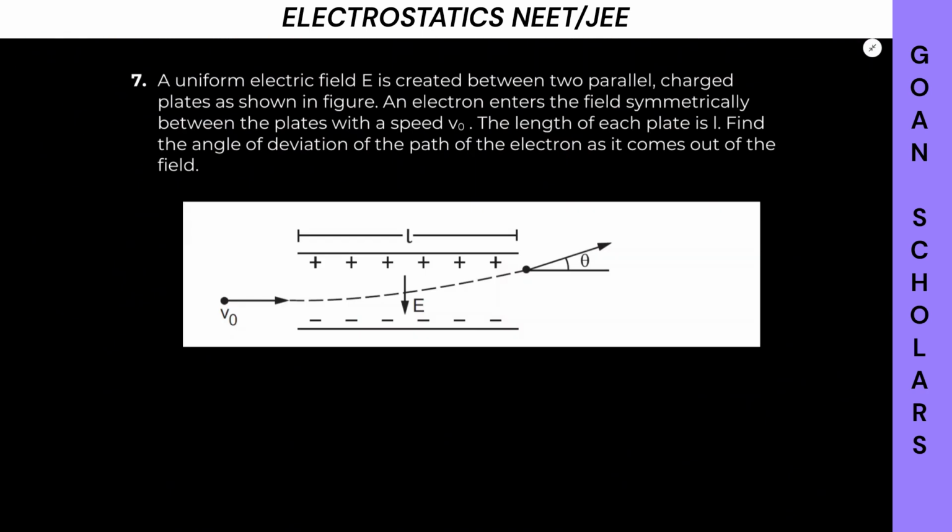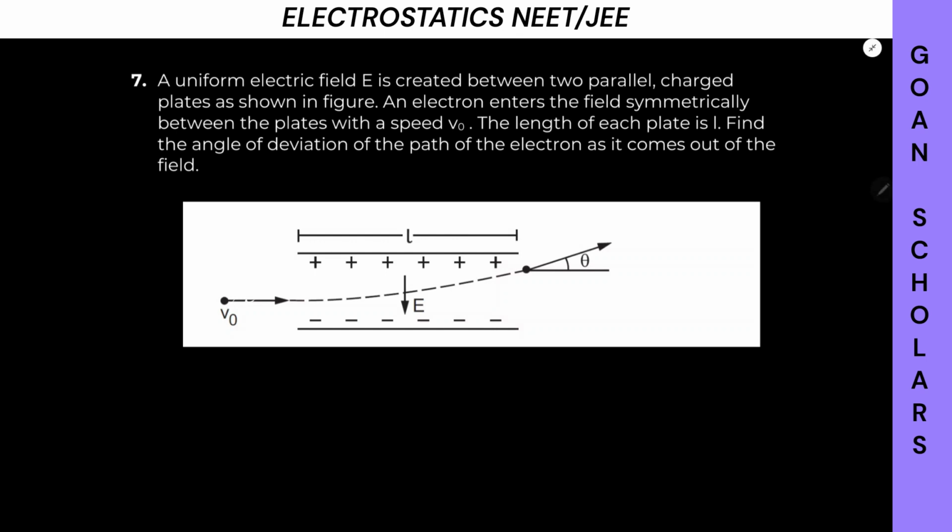Our question number 7 says: a uniform electric field E is created between two parallel charged plates as shown in the figure. An electron enters the field symmetrically between the plates with speed v0. The length of each plate is L. Find the angle of deviation of the path of the electron as it comes out of the field. So let's understand the situation.